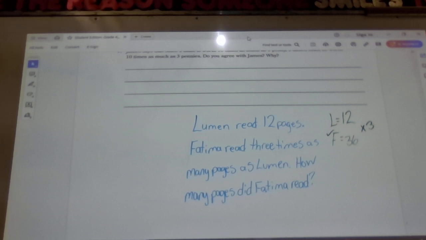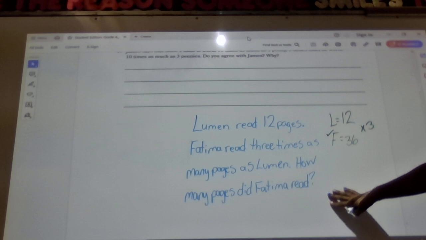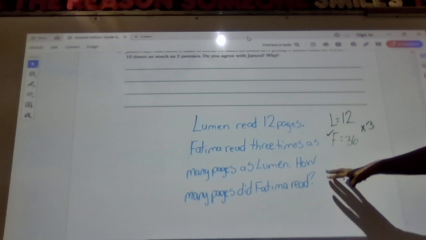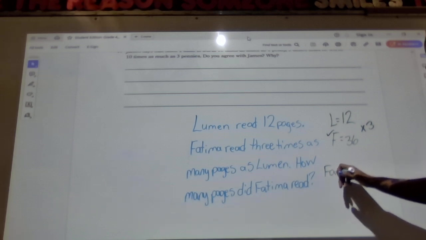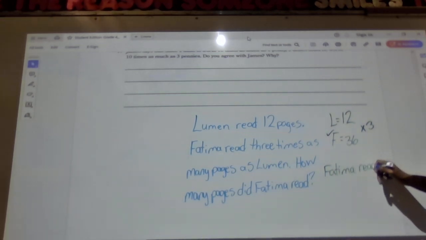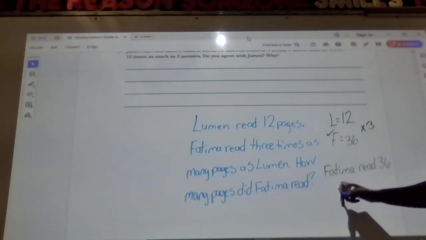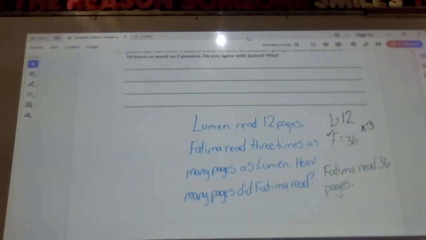So now let me write my sentence. I'm restating the question and inserting my answer. How many pages did Fatima read? Fatima read 36 pages. And there you go.